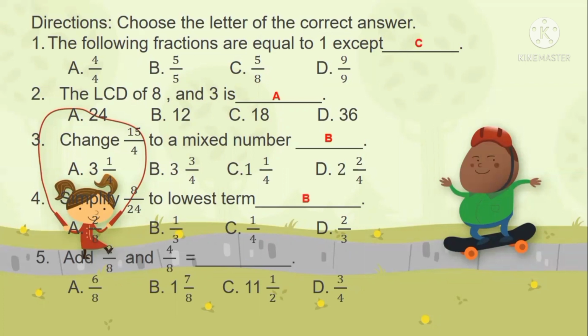For number 4, 8/24 in lowest term, it could be 1/3, letter B. And number 5 is D, 3/4. Did you get all correct answers? If your answer is yes, you've learned a lot with this lesson. But if your answer is no, you have to continue so that you will learn how to add fractions.